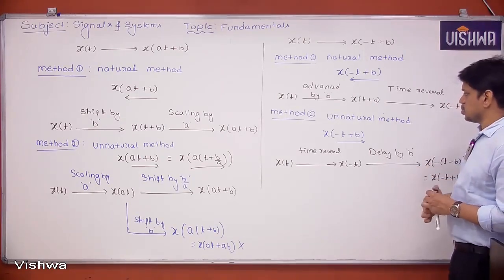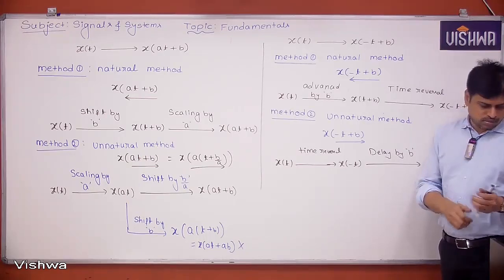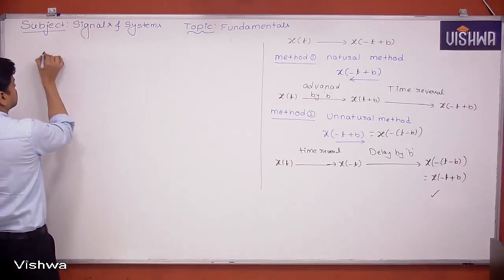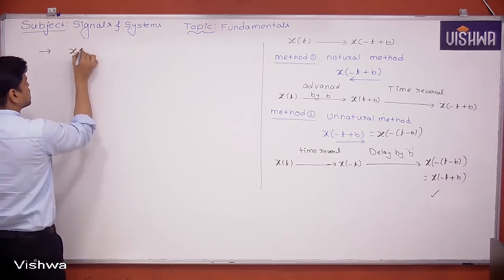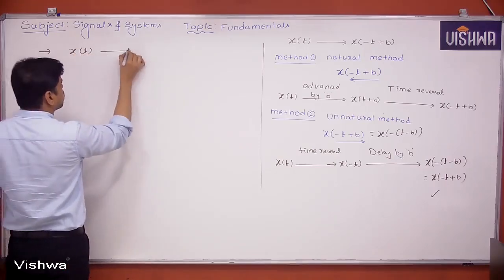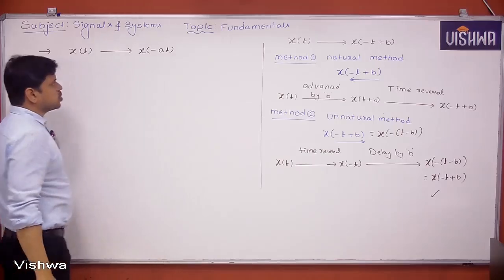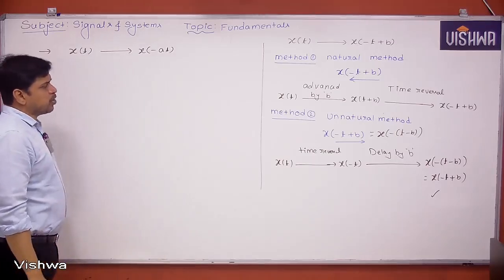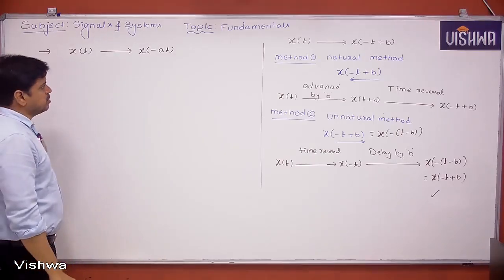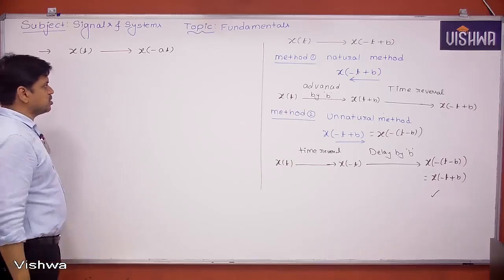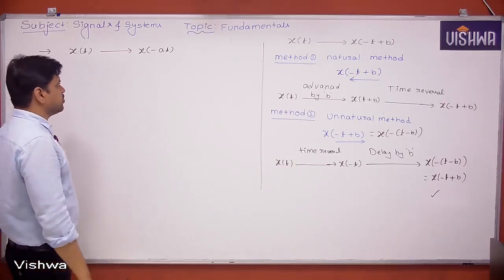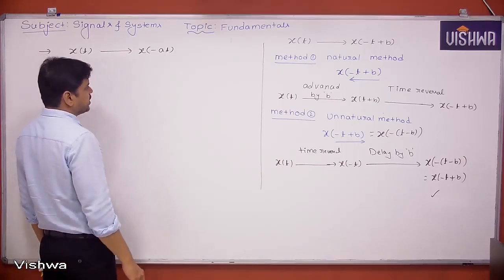Okay, take these notes. Let's say x of t is there. We have to get x of minus at. So which operation do we have to perform first? Is it scaling or is it time reversal? It doesn't matter. Whatever operation you perform, it won't make any difference.